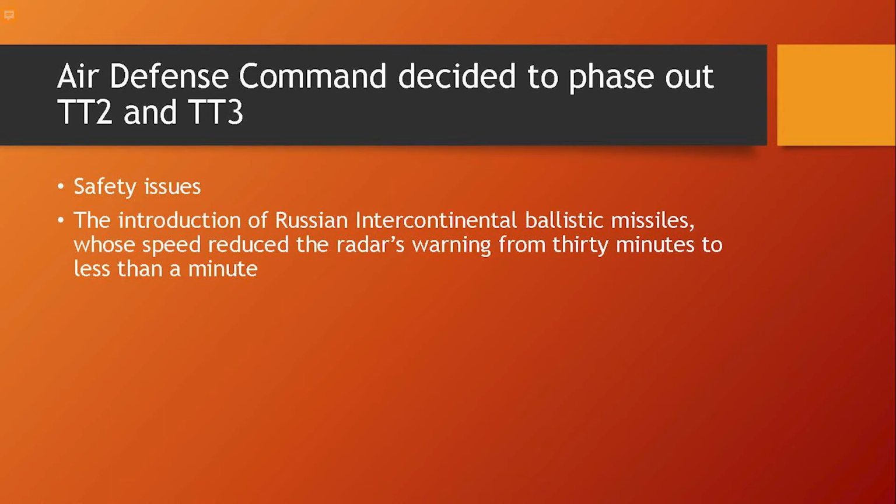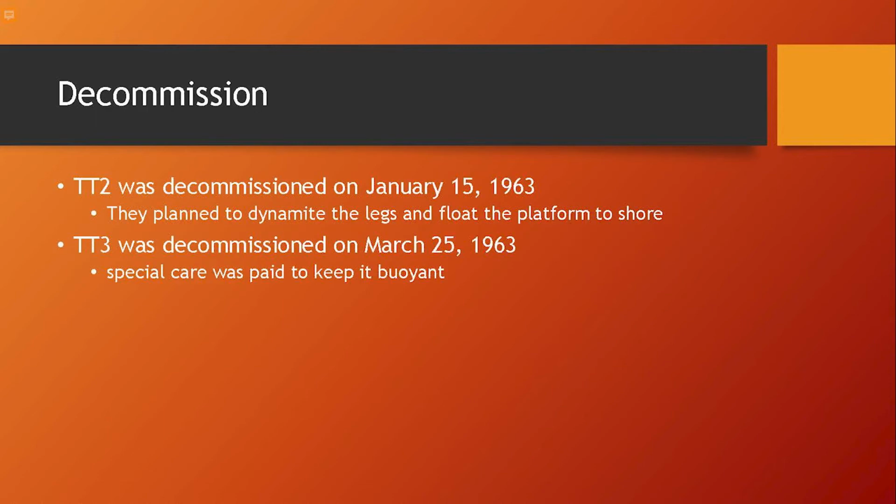The EC-121 aircraft flew countless radar surveillance missions in the 1950s and 60s. They were known as the Super Constellation, and the airmen aboard were known as the Warning Stars. On January 15, 1963, TT2 was decommissioned, and the legs were dynamited, and they planned to float the platform to shore. Just like Texas Tower 4, Texas Tower 2 plunged into the ocean and sank to the bottom. Salvage was not possible, and the structure still sits on the bottom of the ocean today.